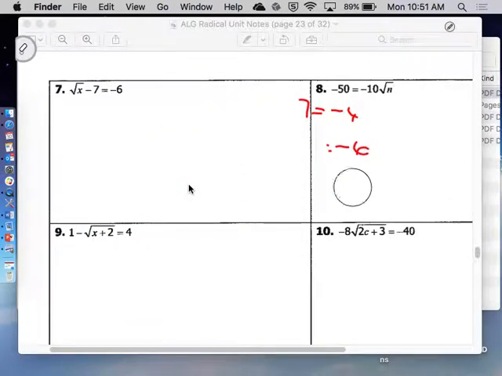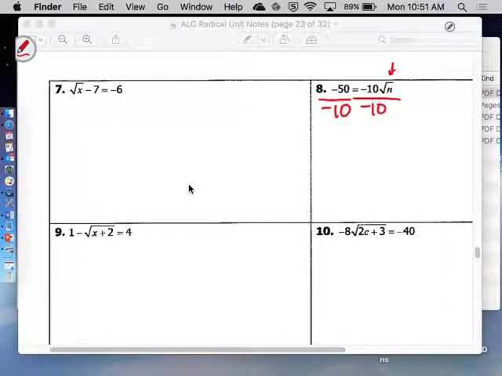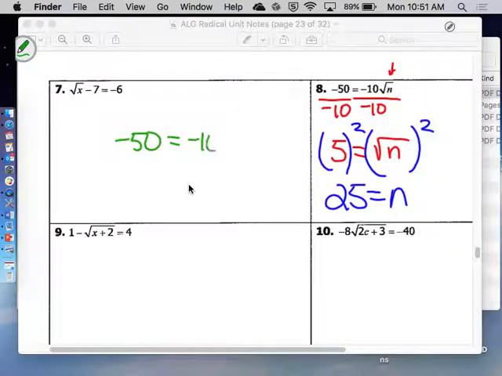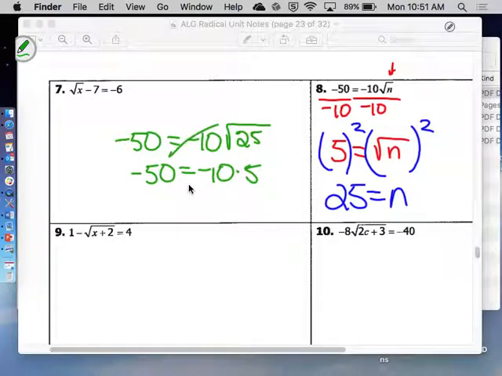Let's look at number 8 and 9, and then I'll stop the video. Number 8, you need to isolate the radical first. So that means you need to divide both sides by -10. So then you have positive 5 equaling radical n, and then you square both sides. So 25 equaling n, and then to check, you've got -50. Does that equal -10 times the square root of 25? So -50 does equal -10 times positive 5. So that answer checks.